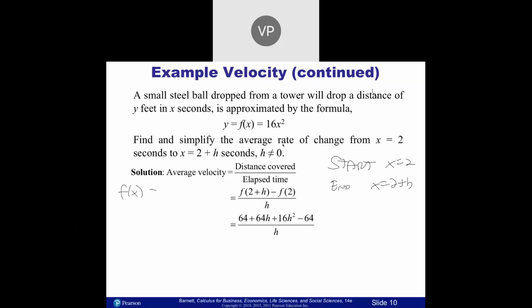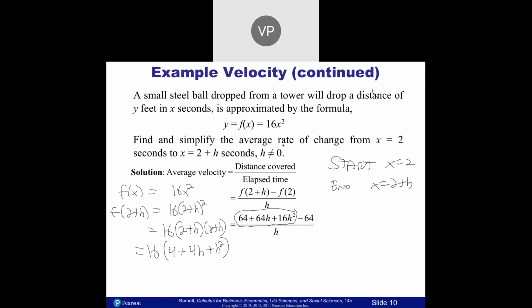f of x equals 16x squared. Well, we want to find f of 2 plus h. So I replace every x with a 2 plus h. And just to show you where it all comes from, remember when you have a parenthesis squared, it means multiply the parenthesis times itself. So we have to FOIL it, and we get this. Then when you distribute, that's where the 64 plus 64h plus 16h squared came from.